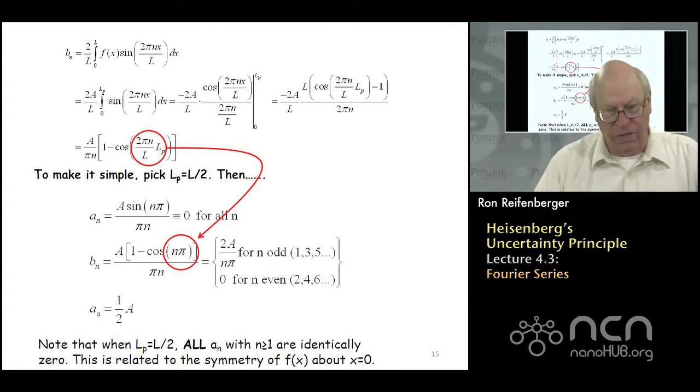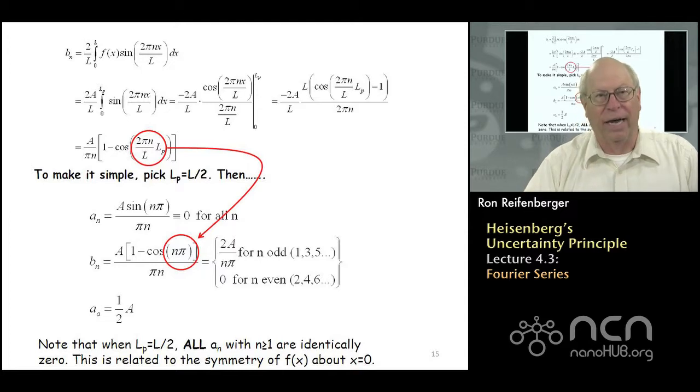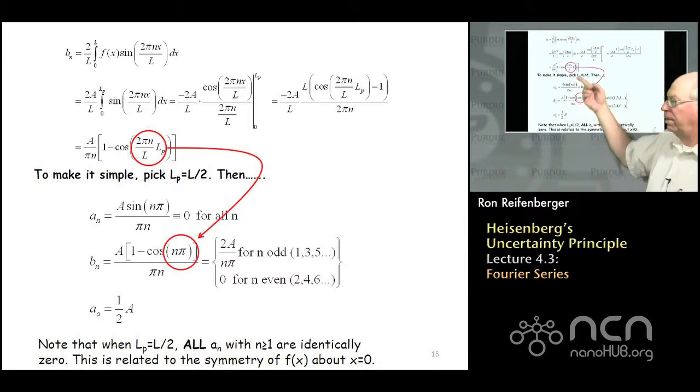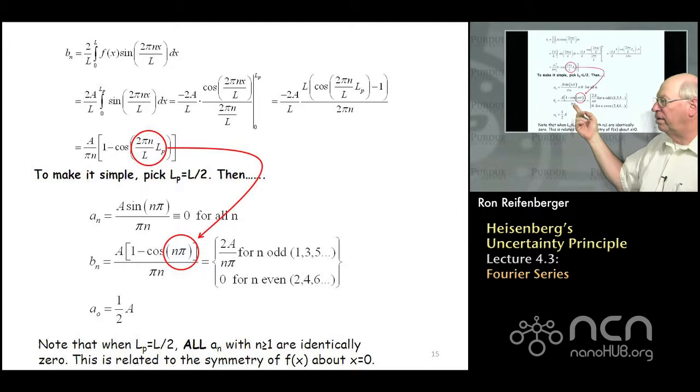To make the discussion that follows a little bit simpler, let's pretend that L sub p is equal to 1/2 L. So we're going to intentionally pick L sub p equal to L by 2, and what we then find is that this expression for b sub n simplifies, right? And it gives us an expression that I evaluate here.